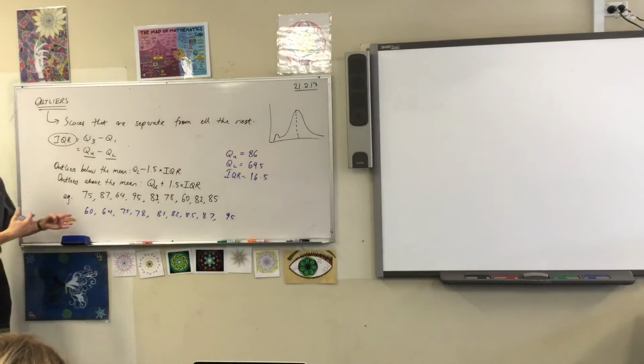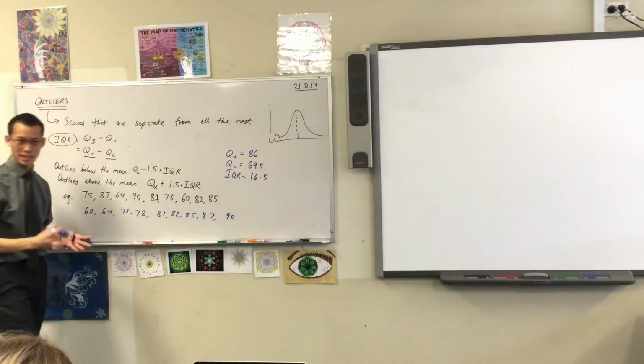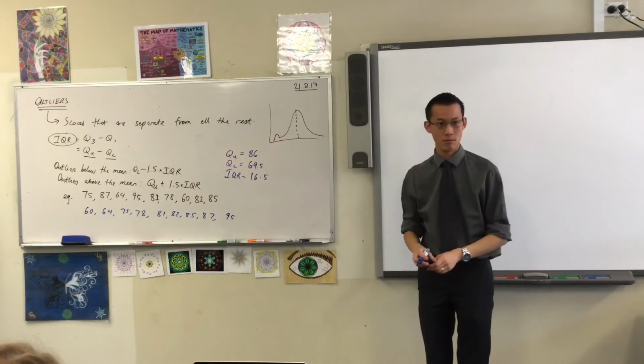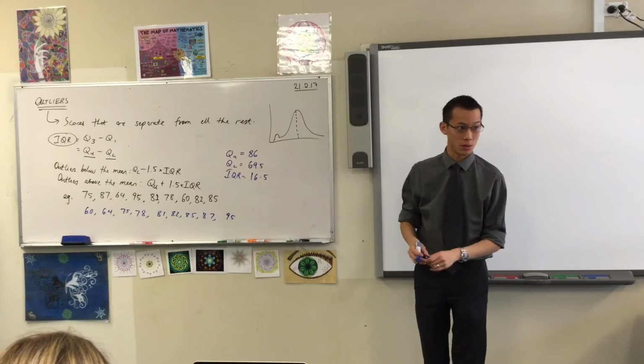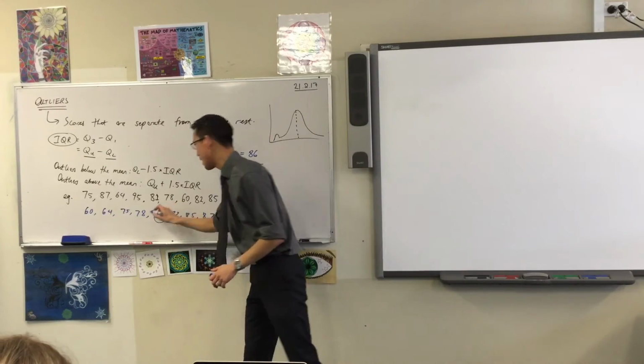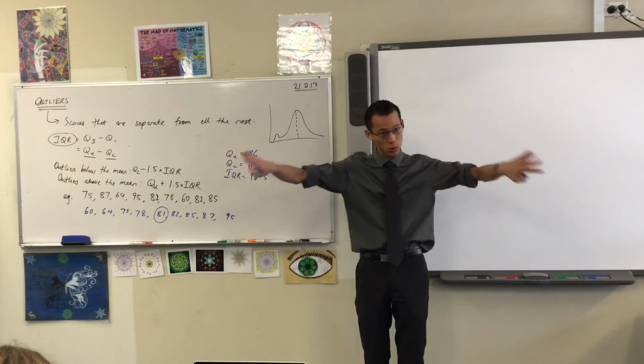Alright, so let's just quickly have a look. Because there are 9 scores, that's an odd number. You can work out what the median is very quickly. Which one is the median? Out of 9 scores. 81. It's going to be the 5th score because it's right in the middle. So that guy itself is the median. You've got 4 scores on either side.